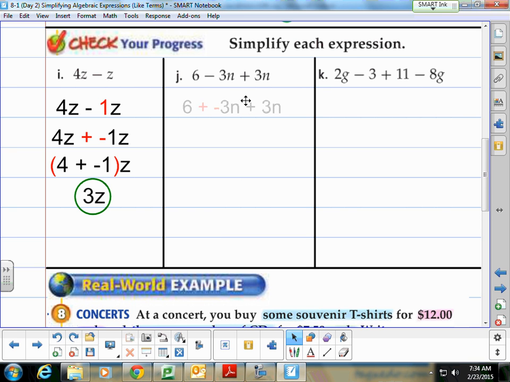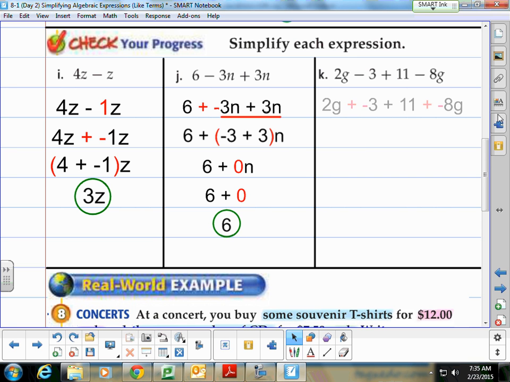Here, we did maybe add the opposite, so we see that we have a negative 3n. And then we have 6, and we separate the like terms and do the distribution. So negative 3 plus 3 times n, which is 6 plus 0n, and 0n is just going to be 0, leaving us simplified with just 6.